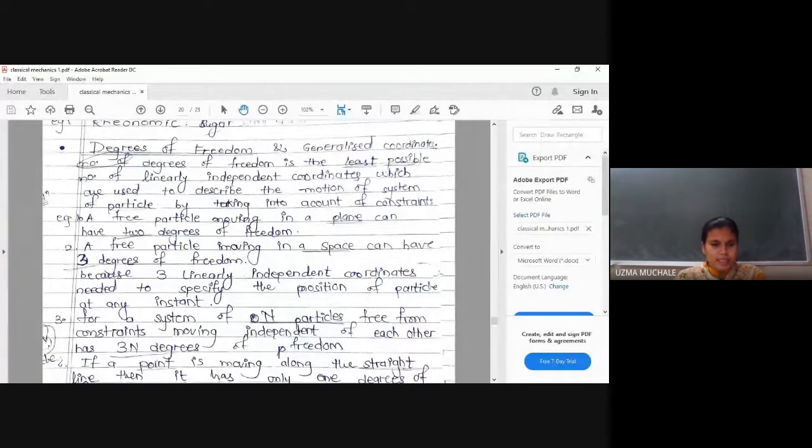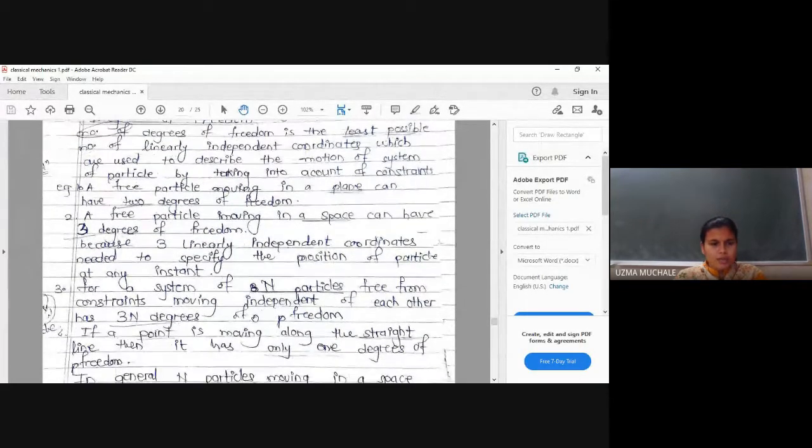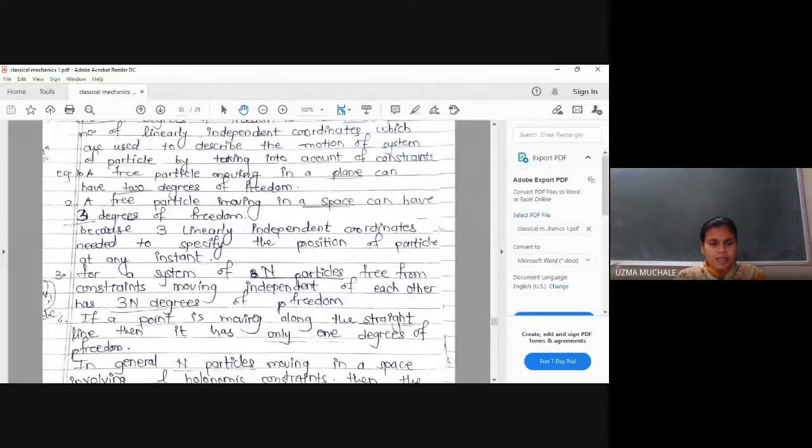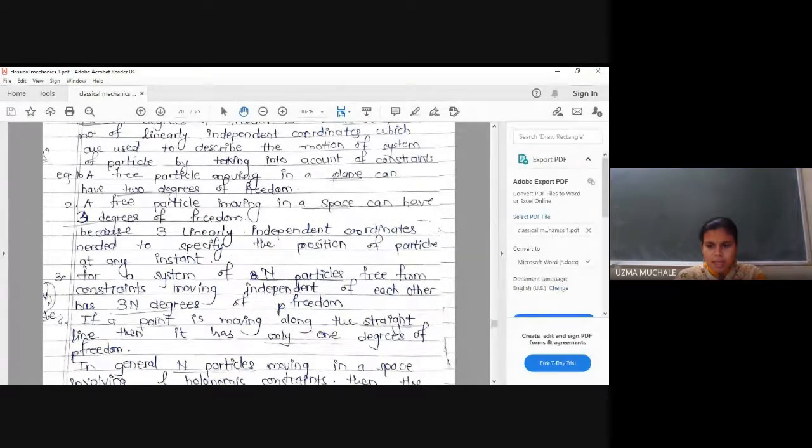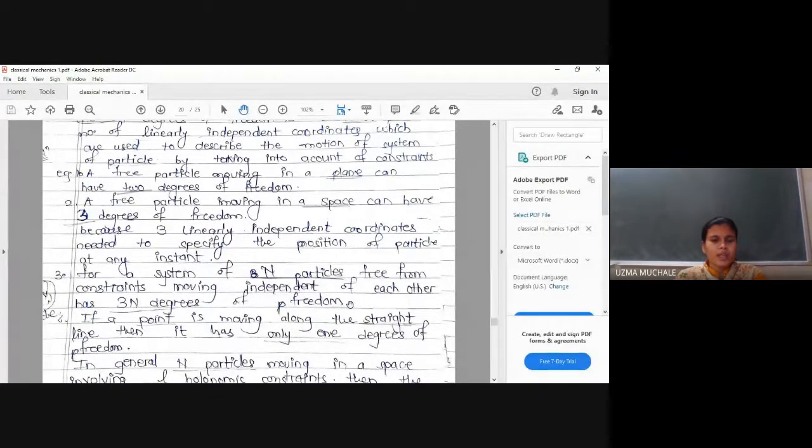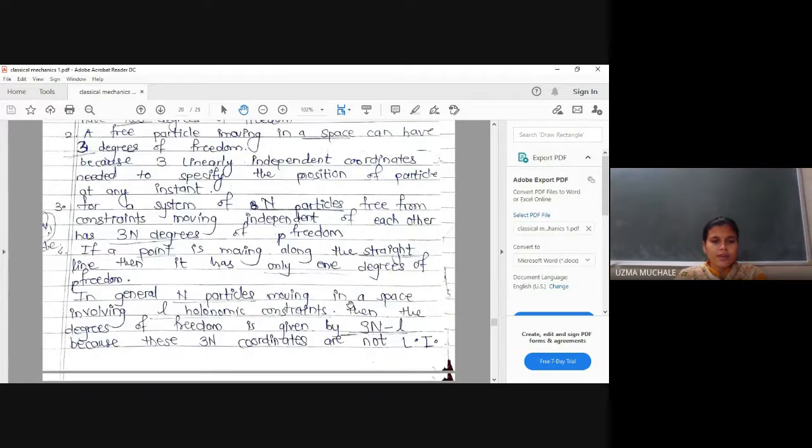So in this way, these are the things we are discussing. For a system of n particles, moving independently of each other without constraint, there are 3n degrees of freedom. If you have n particles moving in space, how many degrees of freedom will it have? If you have 100 particles multiplied by 3 coordinates, each and every particle will have 3 coordinates, x, y, z. So combining all of this, it will be 3n degrees of freedom.